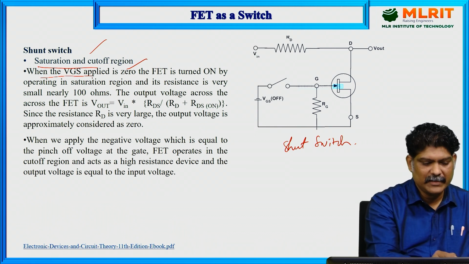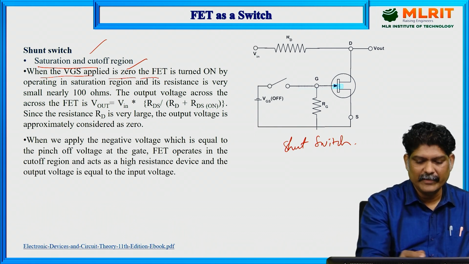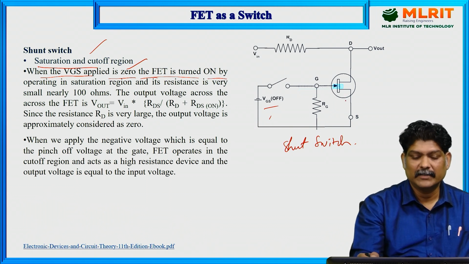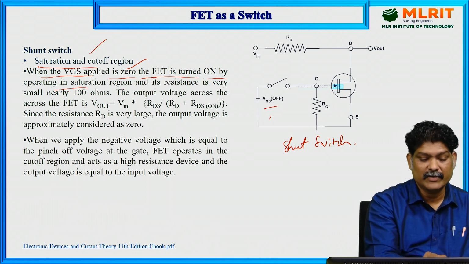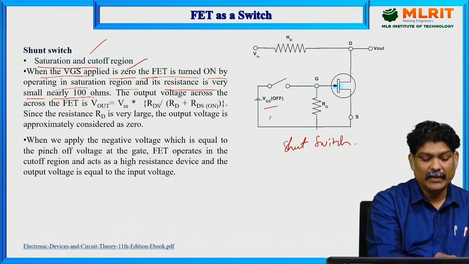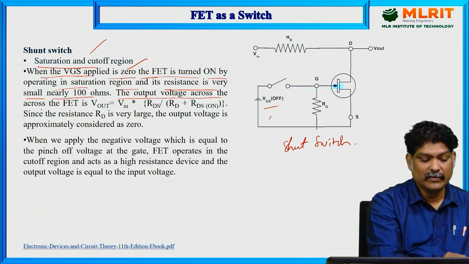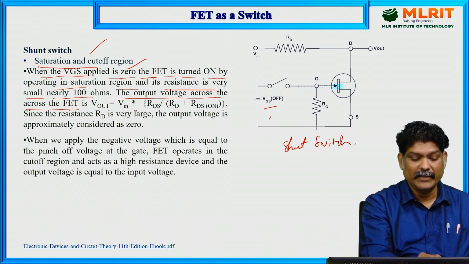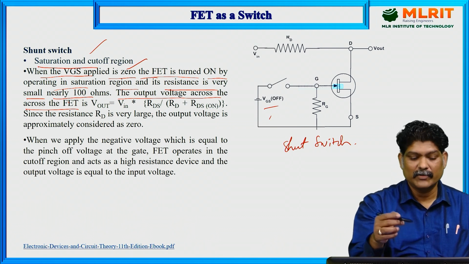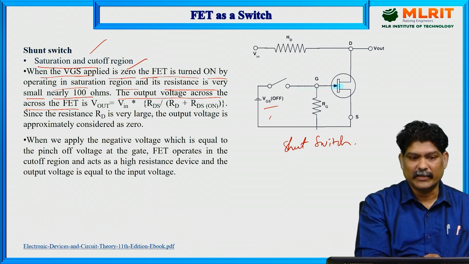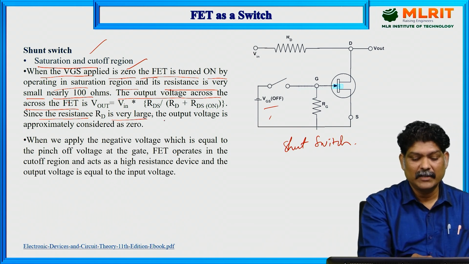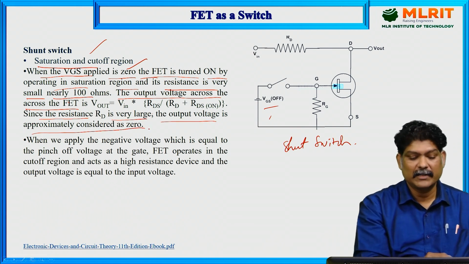So when VGS, the gate to source voltage, is 0, then the FET is turned on. When the FET is turned on, it is operating in the saturation region and its resistance is very small, so current flows through nearly 100 ohms. The output voltage across the FET is Vout equals Vin into RD by RD plus RDS on, that is the opposite resistance by total resistance into input voltage. Since the resistance RD is very large, the output voltage is approximately 0.